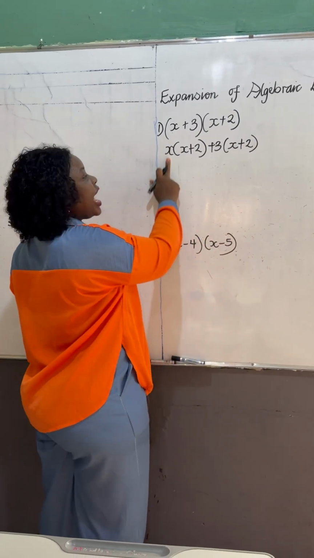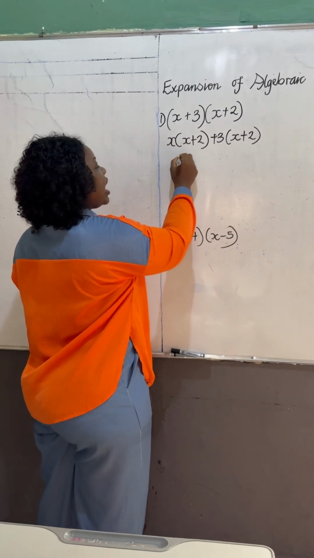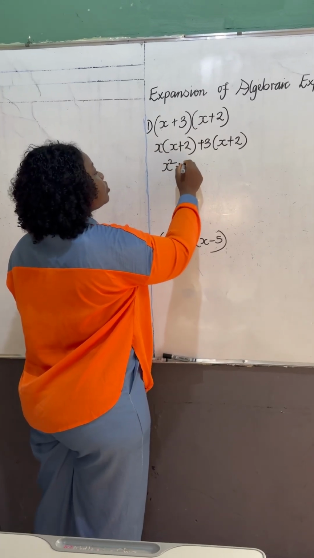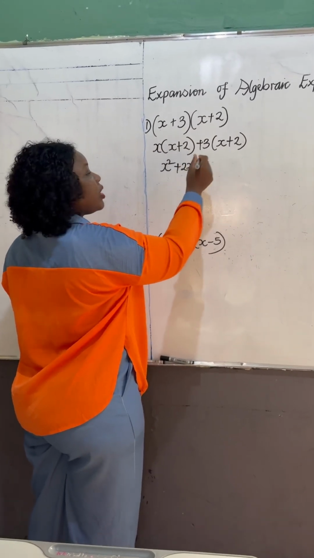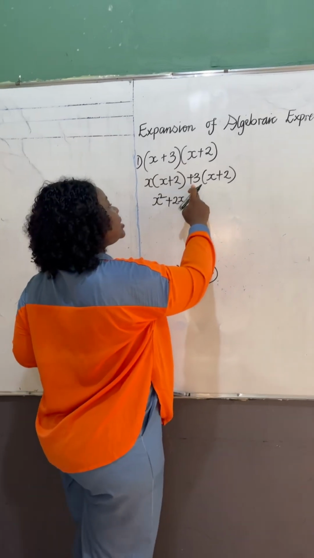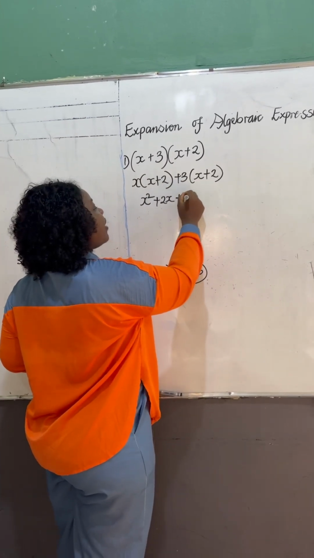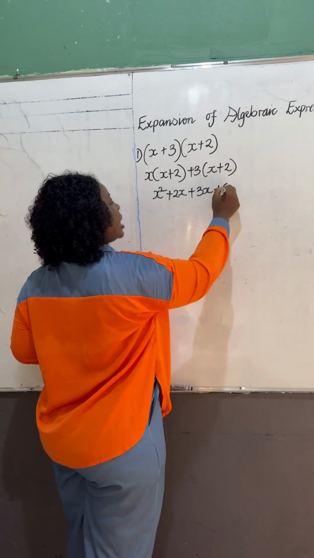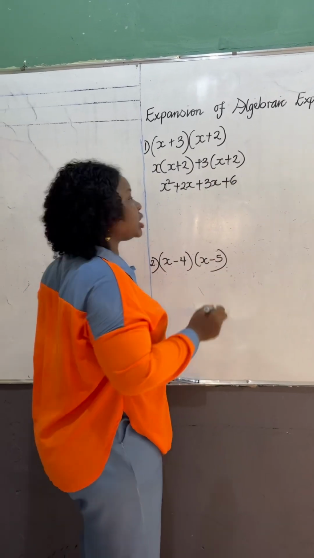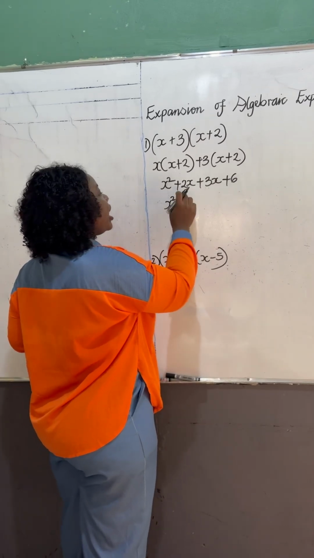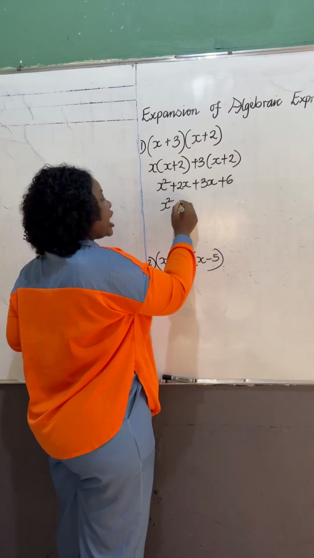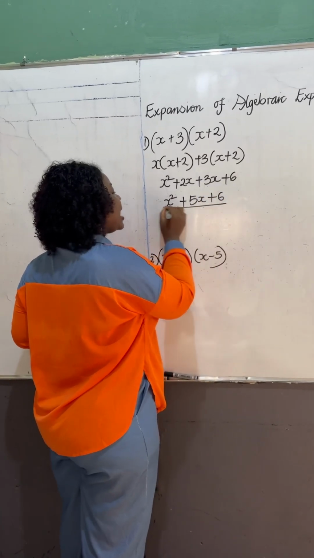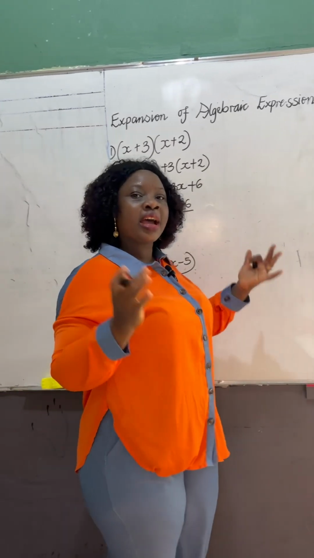So x times x will give us x squared. x times plus 2 will give us plus 2x. Then we have 3 times x, we have 3x. Then 3 times 2 will give us 6. Then from here we solve it. We have x squared, 2x plus 3x will give me 5x, plus 6. And that is our final answer.